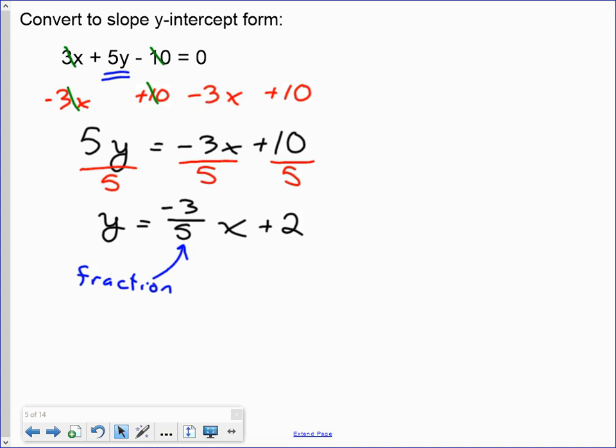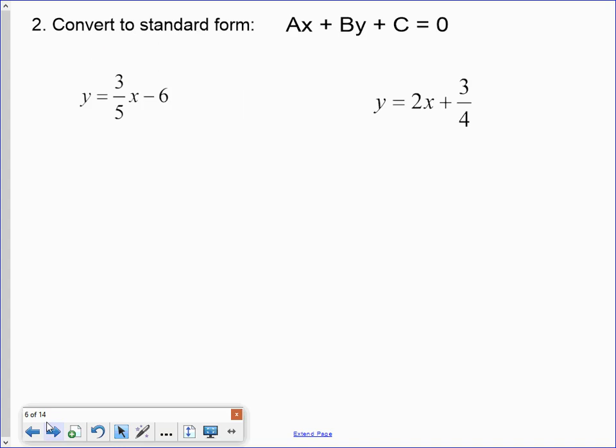Okay. So let's see how we go the opposite direction here. Let's say we've got two equations that are in slope y-intercept form, and we want to convert them into standard form. Now, let's look at this one first. We've got y equals 3 over 5x minus 6. The first thing that's a problem here is the fraction. We've got 3 over 5, and we don't want any fractions in our standard form. That's the whole point of standard form, that there are no fractions. So our first step is going to be to get rid of that fraction.